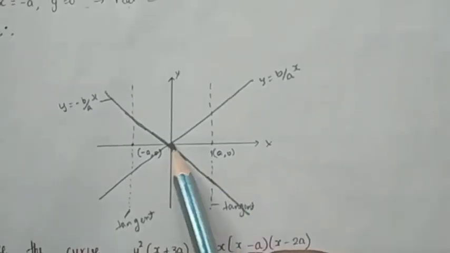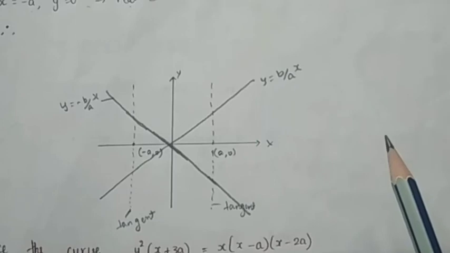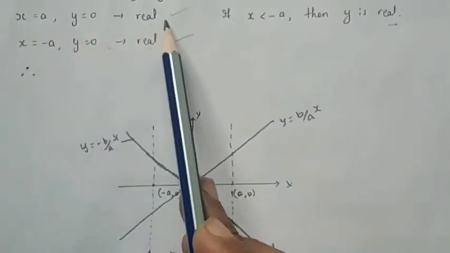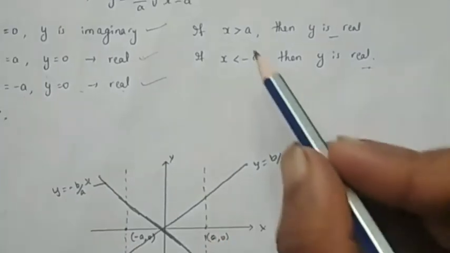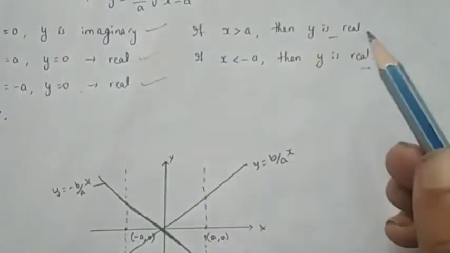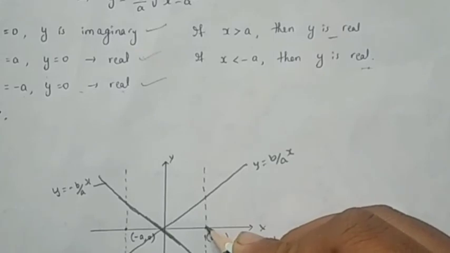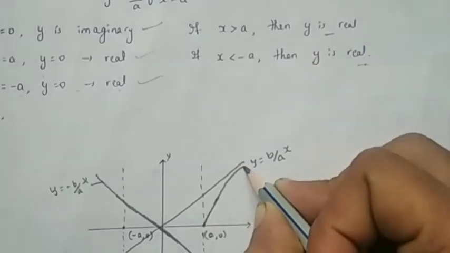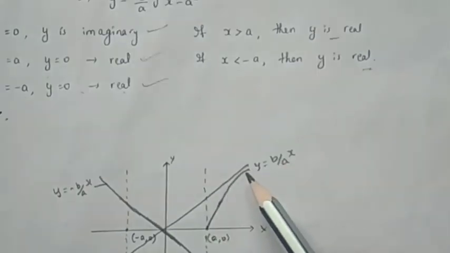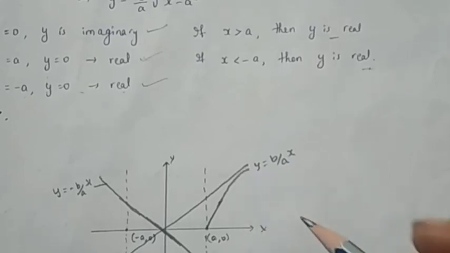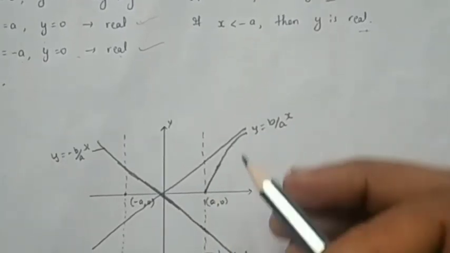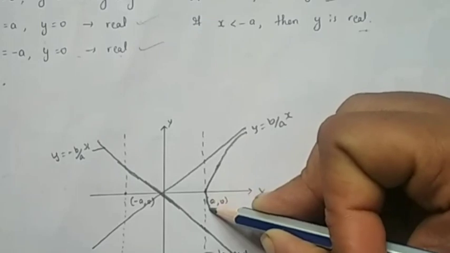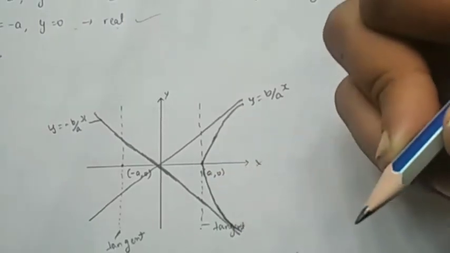Next we trace the curve. The curve does not pass through the origin. At x is equal to a, the y is real. And if x is greater than a, y is also real. So the curve looks like this. This asymptote touches the curve at infinity. The curve is symmetric about the x-axis, so you draw the curve like this also.